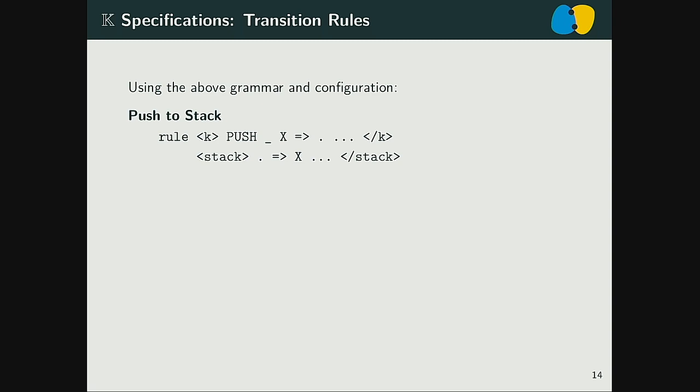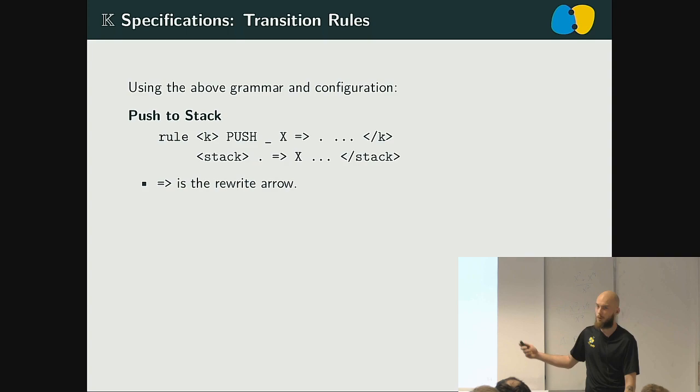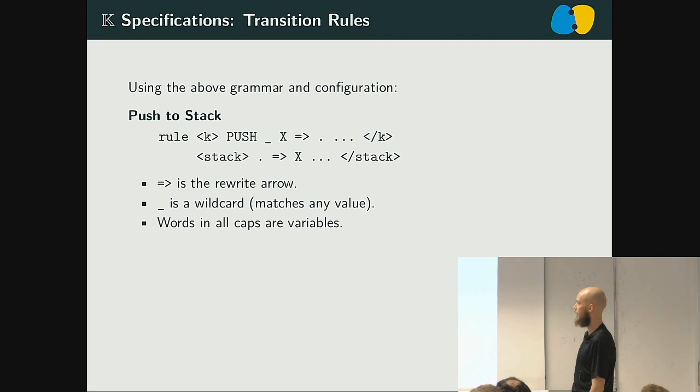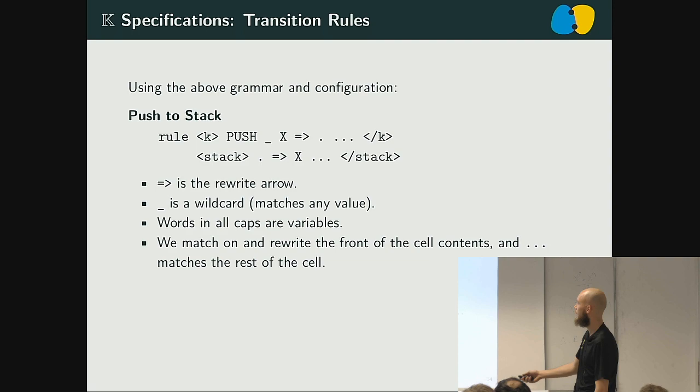Transition rules should look pretty similar to what you're used to seeing. There's a rule that says if at the head of the K cell you have this, then rewrite it to dot, and at the stack, rewrite the dot at the head of the cell to X. So this is basically the syntax you're used to. There's a rewrite arrow. There's a wildcard. We usually write variables in all caps. Well, not all the words in all caps are variables, but that's what it's like in WASM.